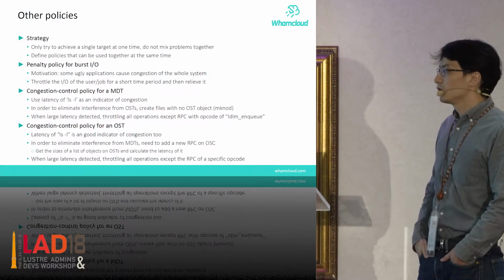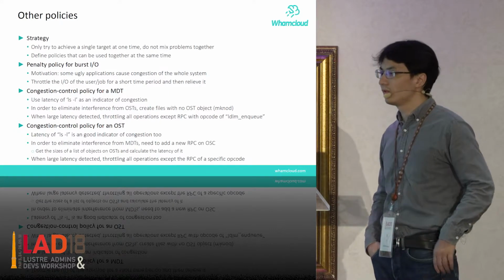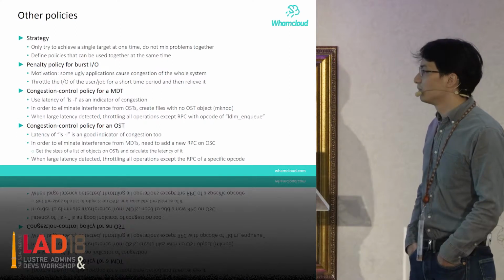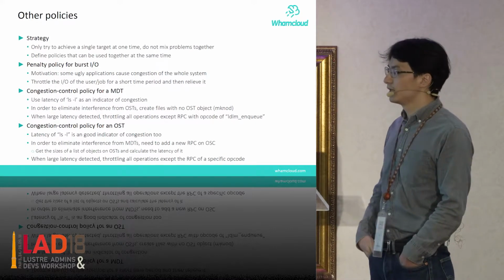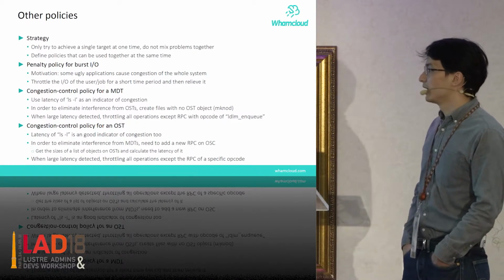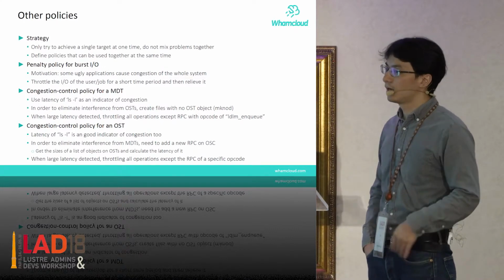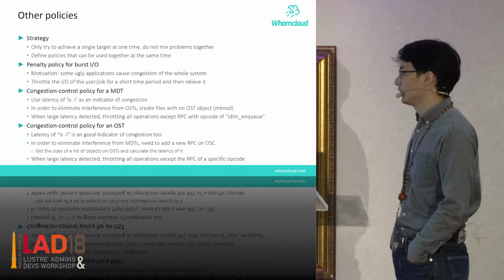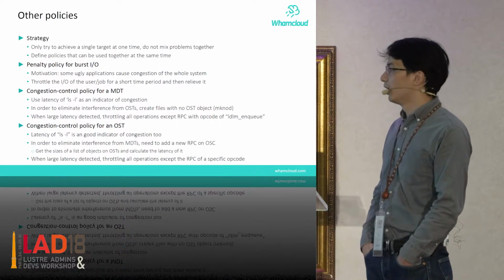Another policy we want to define is a congestion control policy for MDT. We want to use ls as a very simple but useful indicator of congestion. If ls is doing fine, we think that congestion is not happening. But if the ls command is very slow, then it might mean congestion is happening in the file system. In order to eliminate the effect of OSTs, we created a lot of files with no OST object on the MDT, and we ls those files, and we get a very good estimation of the congestion condition in the MDT, and we can throttle all the other RPCs except LDLM in the QoS RPC, and we think by doing that, we will be able to define a good policy to prevent congestion.